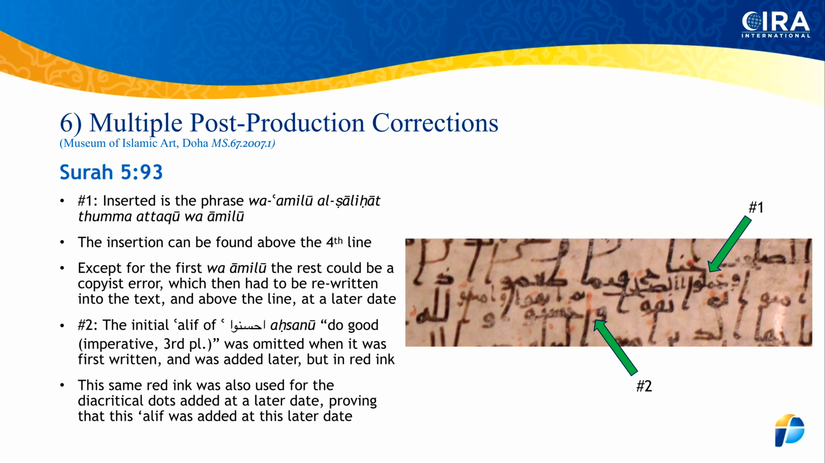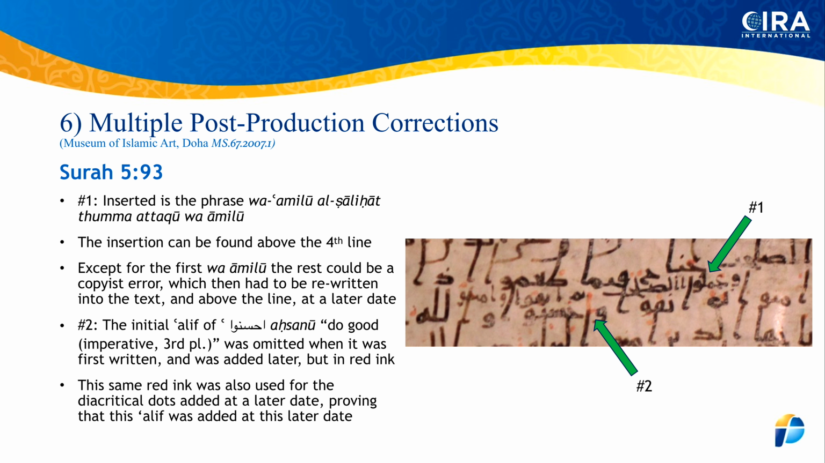Let's now move right into example number 6, correction number 6, and let's put that up so people can see it. Here is what we call a multiple post-production correction. When we say post-production, that means they are done after the original is written; these corrections have been added to it. We're looking at the Museum of Islamic Art, Doha, again, like the previous one in the Middle East. This is Surah 5, ayah 93.